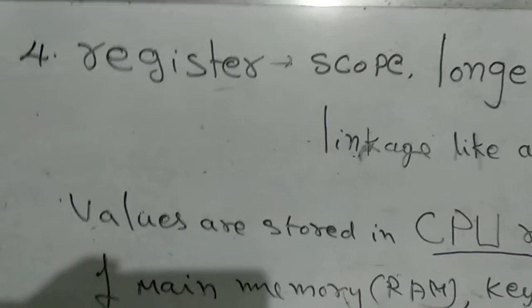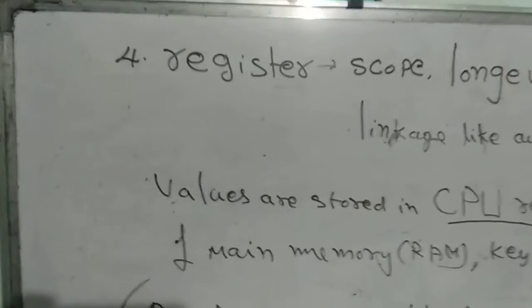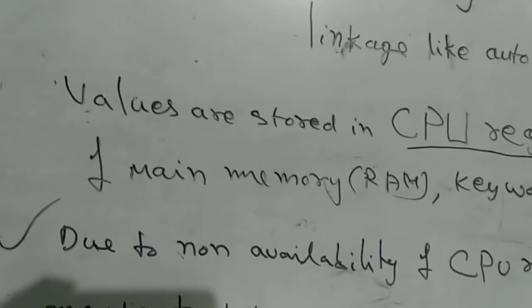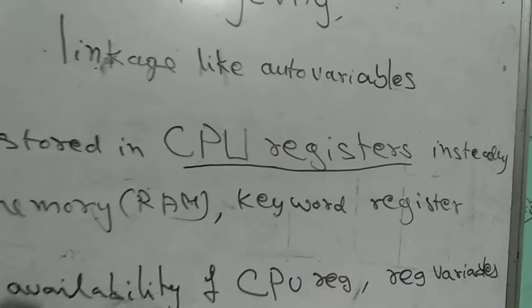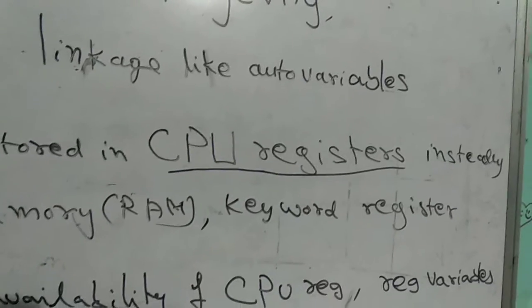This is one of the important storage classes, the register storage class. It has a scope, a longevity, and linkage, like auto variables. The register storage class depends upon the processor registers. Basically, values are stored in the CPU registers instead of main memory. Generally, if you declare any variable, it will be stored in the main memory, RAM. The keyword used is register.